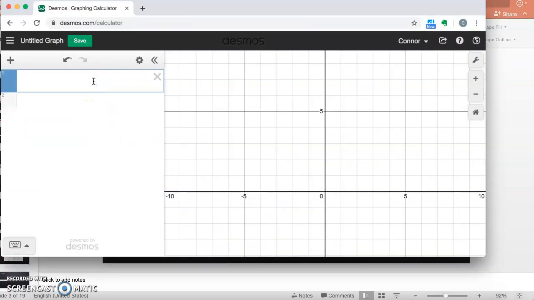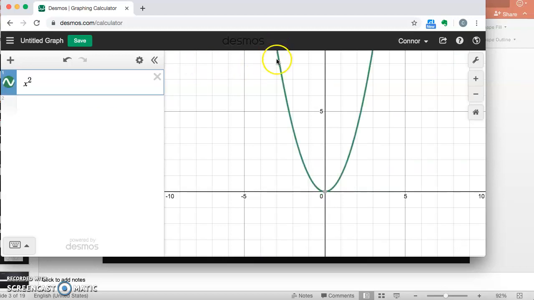If I look at x squared, it's a nice little parabola. I look at this parabola, it's symmetric about the y-axis. I can flip it around. These points are just mirror images of each other.